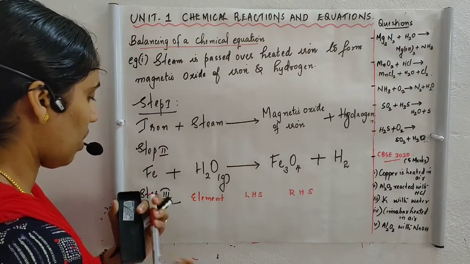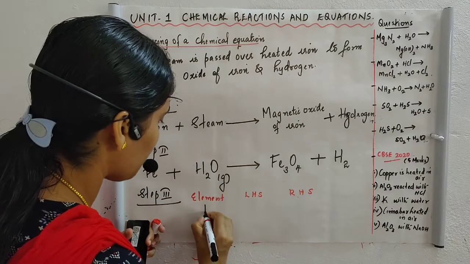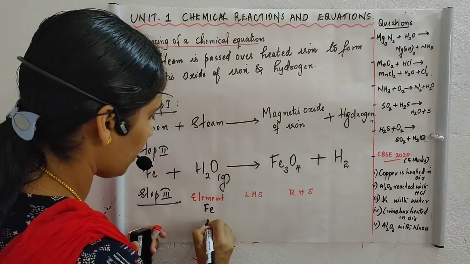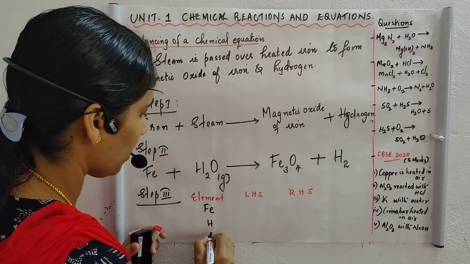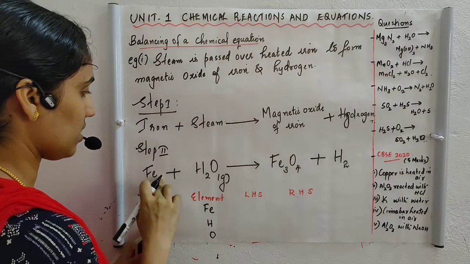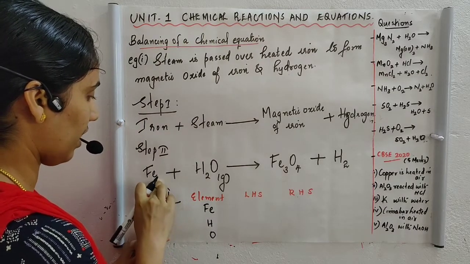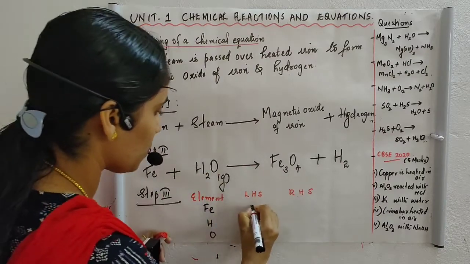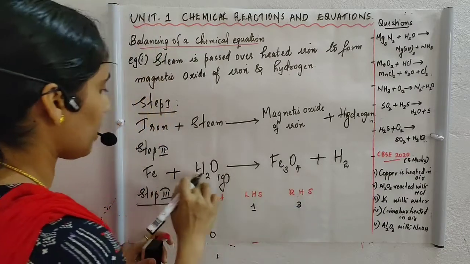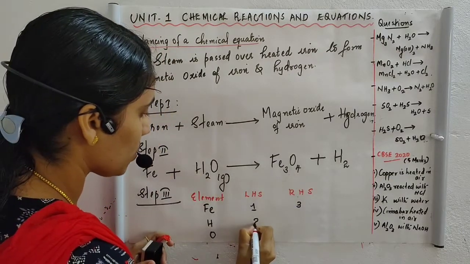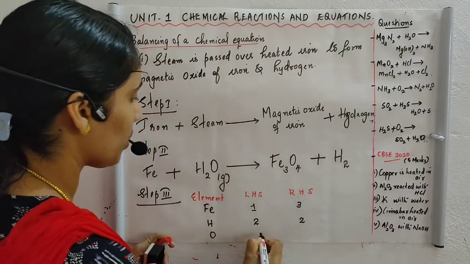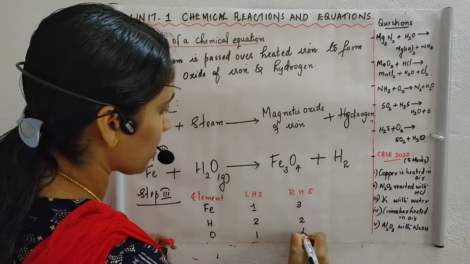So in this equation, how many elements are there? Iron is one element. The next element here is hydrogen, and one more element here is oxygen. So list out the number of atoms on LHS and RHS. The subscript represents the number. Iron on the left hand side is 1, and on the right hand side, how many iron? It is 3. Then what about hydrogen? Left hand side it is 2, and right hand side it is 2 itself. And on the left hand side how many oxygen? It is 1, right hand side it is 4.